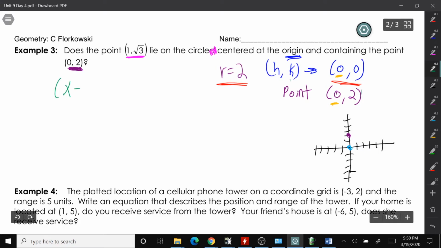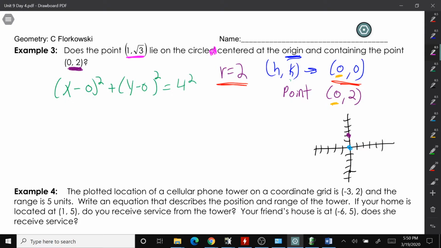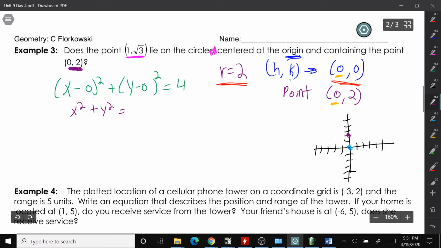We can then write the equation of the circle. Normally we would do x minus our h value, 0 squared, plus y minus k, which is 0, equals r squared, in this case 4. Well, remember, we don't have to write minus 0. Anytime our center is 0, 0, we're not going to write minus 0 in our equation. So now we have x squared plus y squared equals, oops, it should not be 4 squared, it should be 2 squared, which is 4.